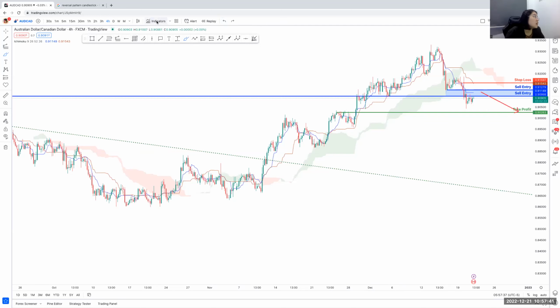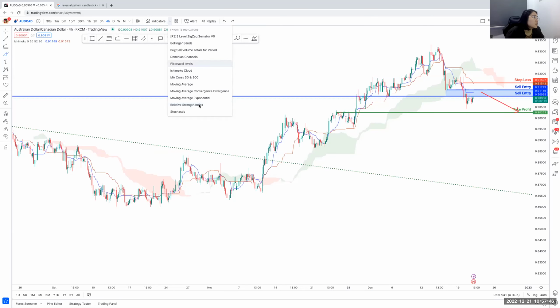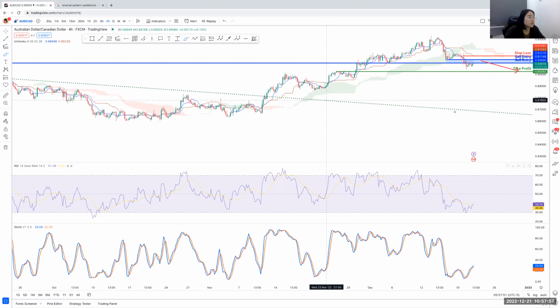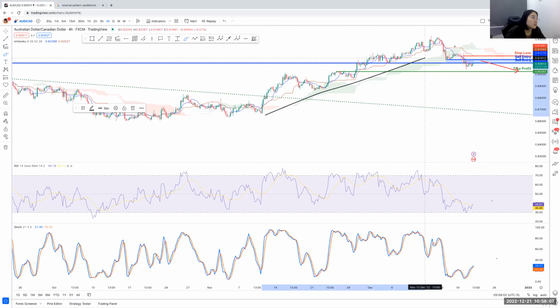The other one, I don't really use for trend. I use it to look for divergence. It's the RSI and the stochastics. I'm going to show you what divergence is. This is the chart, and this is the indicator. On the chart, price is going up, but on the indicator, price is going down.